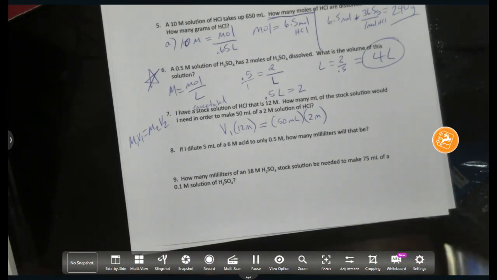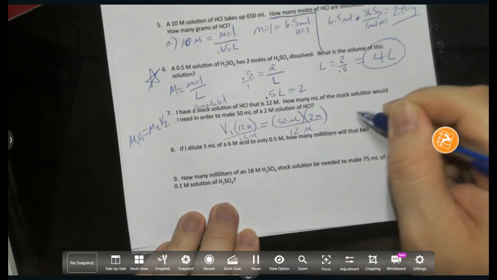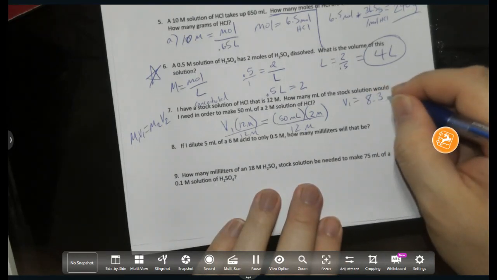So the math here is not too hard. We're going to divide both sides by 12 molar, and V1 is going to equal 8.3 milliliters.